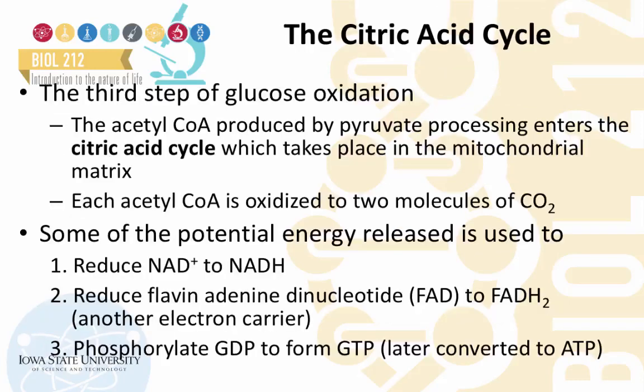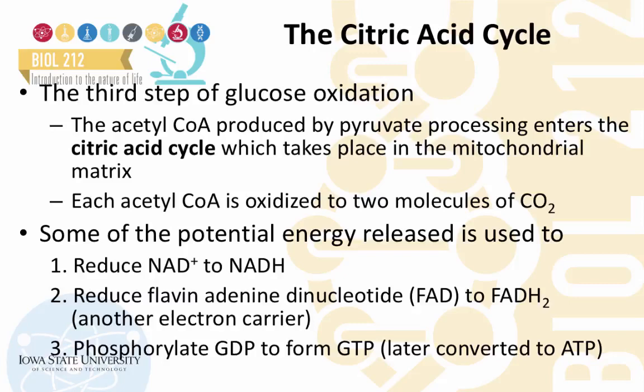Once acetyl coenzyme A is formed, it enters the citric acid cycle, which is the third step of glucose oxidation. The series of reactions that are part of the citric acid cycle take place in the mitochondrial matrix. Each acetyl coenzyme A molecule is oxidized to two molecules of carbon dioxide.